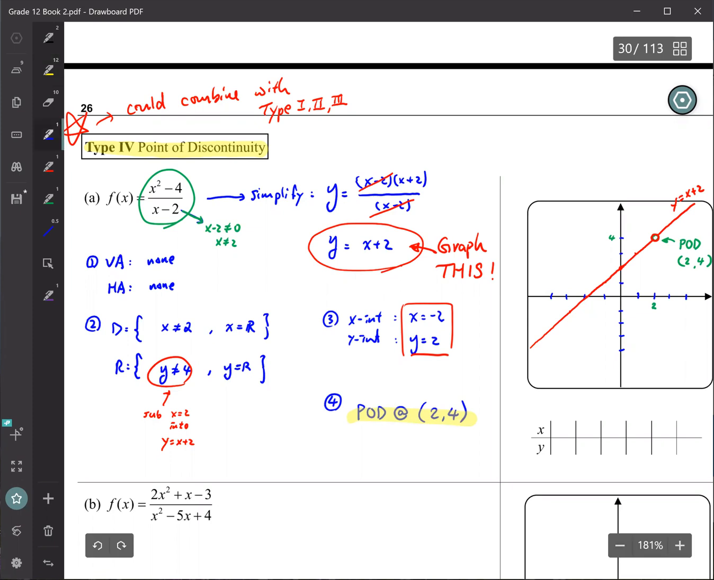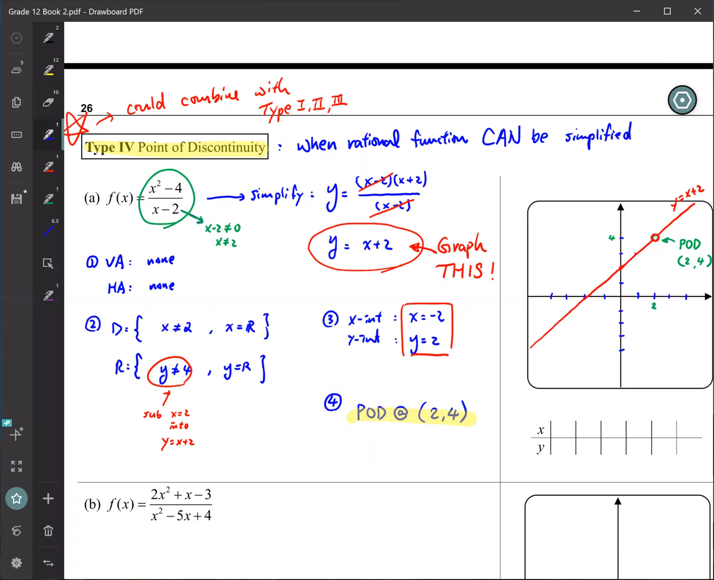So let's write it on the top, okay? How do we find the POD? How do I know the question has a POD or not? Okay, so we can write this down: when a rational function can be simplified. Can be simplified means something canceled out. If something canceled out, then you get an empty hole. Okay, so that's the rule to tell. So you could combine this with any one of type 1, 2, 3, right? Any one of type 1, 2, 3. If something canceled out, then you know you will have a POD, okay, a POD.